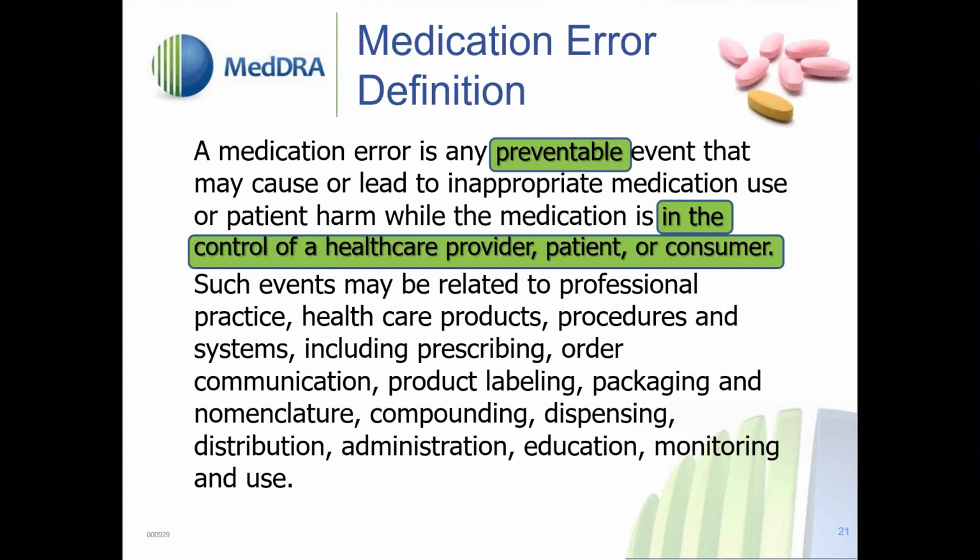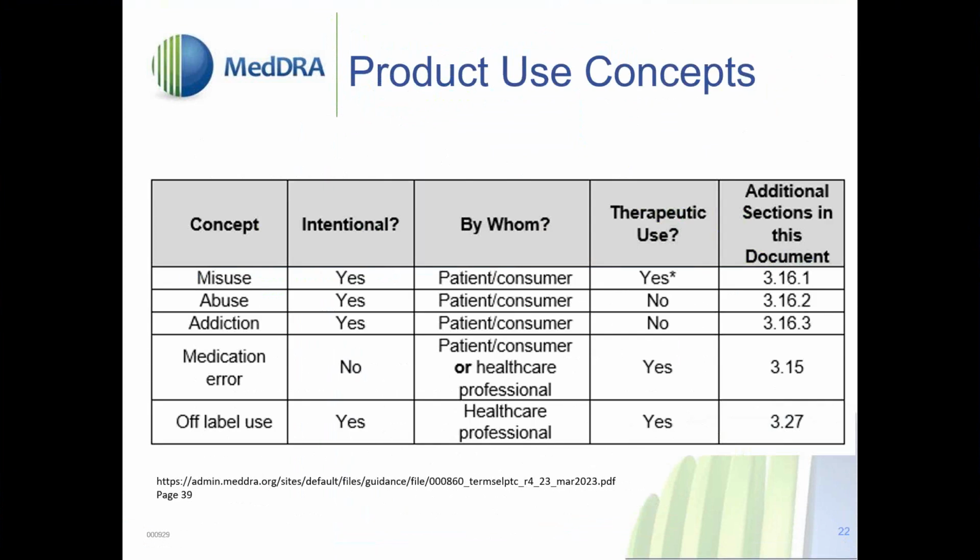Medication and other product use errors may be related to professional practice, the products themselves, and healthcare processes and systems, including prescribing, communication of orders, product labeling, product packaging and nomenclature, preparation of products and their dispensing, distribution and administration, as well as related education and product monitoring. Here's the link to the respective definition where you can find it.